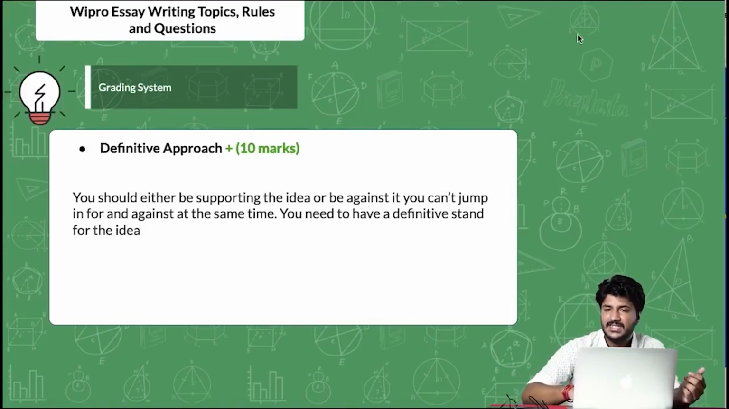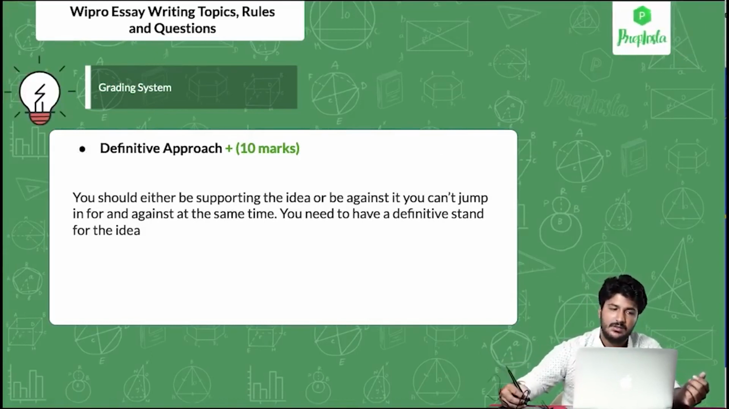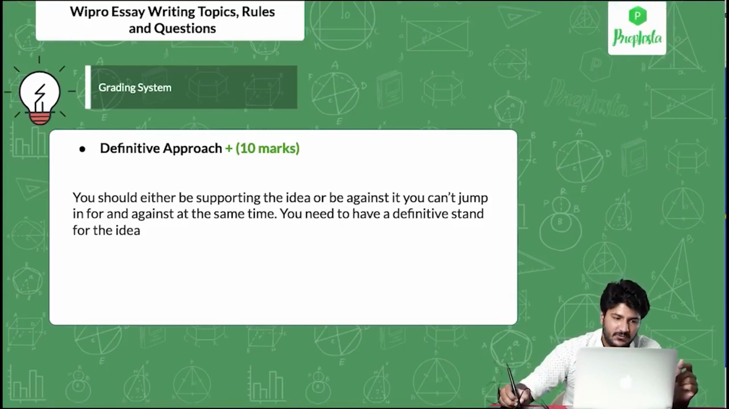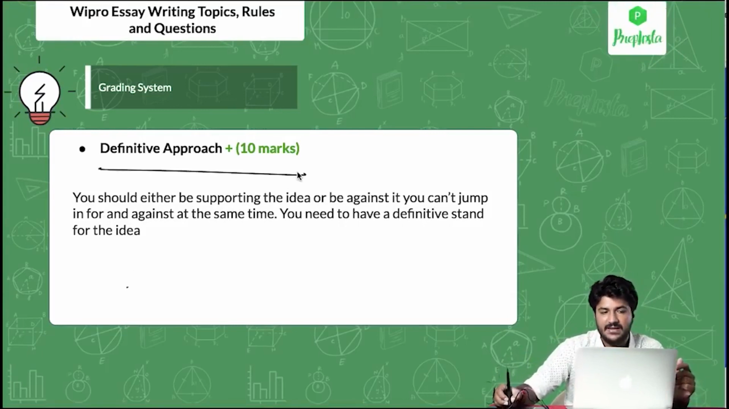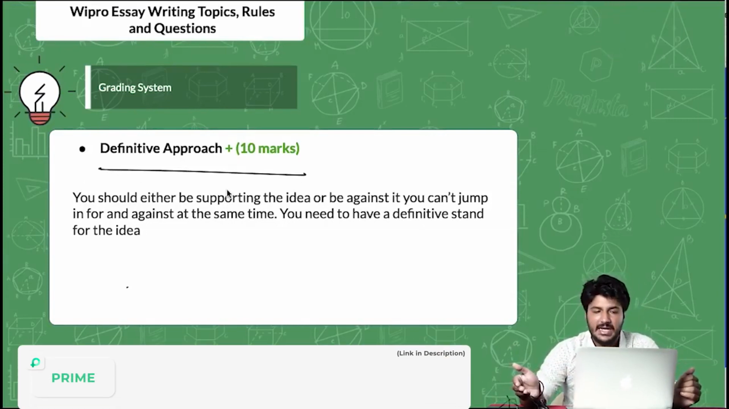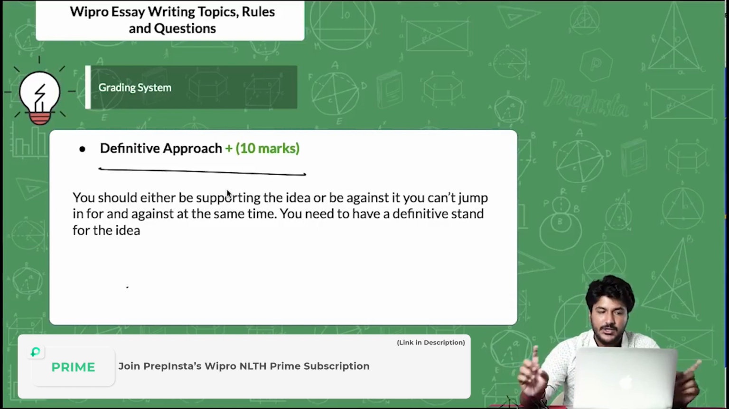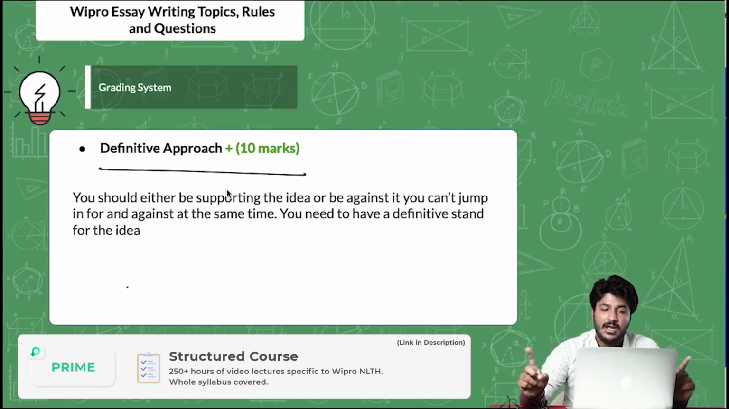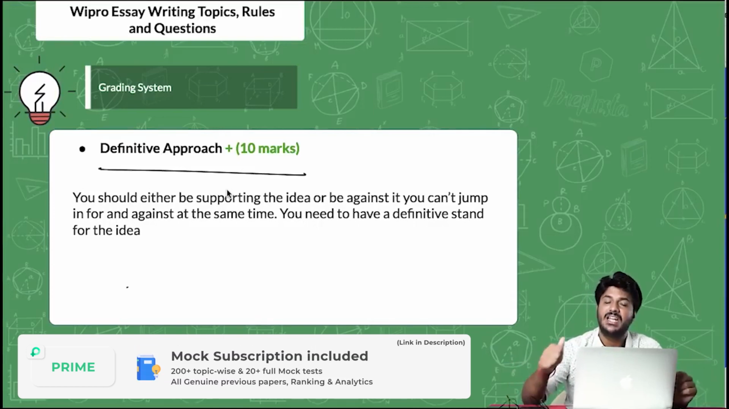So I'll just explain what and how IntelliMetric would grade the essay that you are writing. First of all, the first parameter here is the definitive approach that you should be following. What do you mean by definitive approach? You should either be supporting the idea or be against it. You cannot jump in for and against at the same time. You need to have a definitive stand.